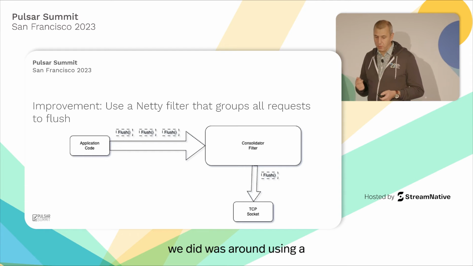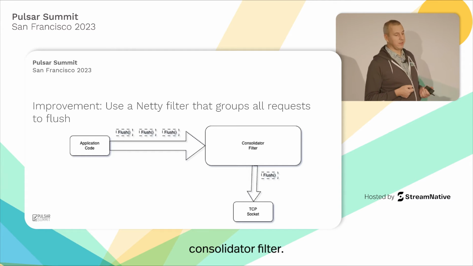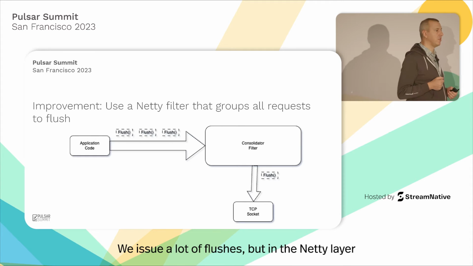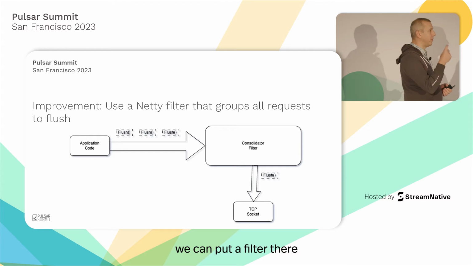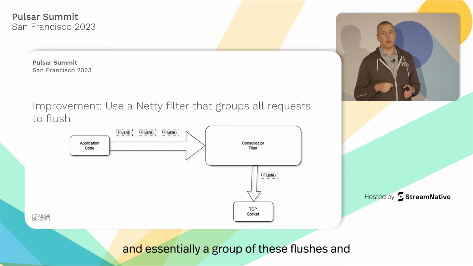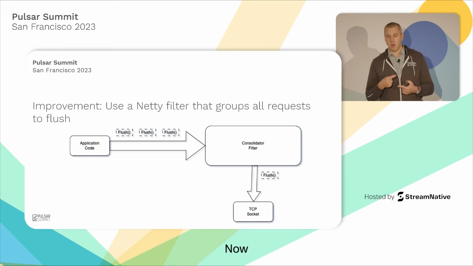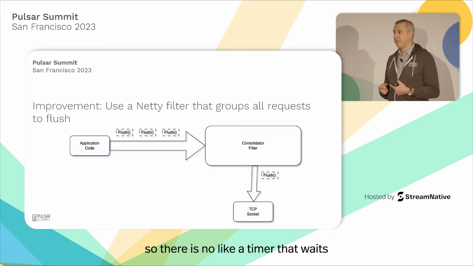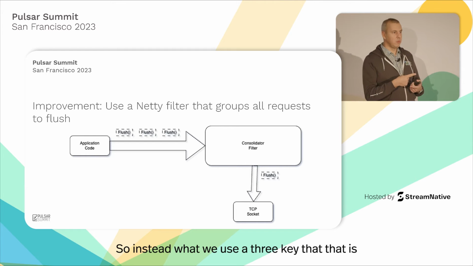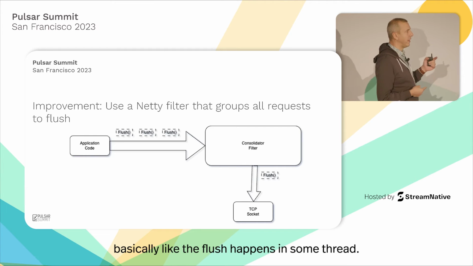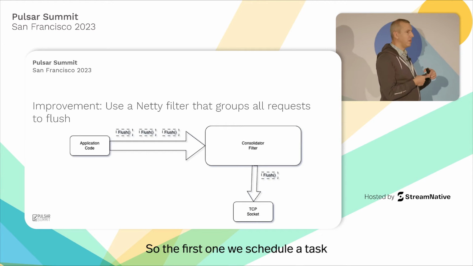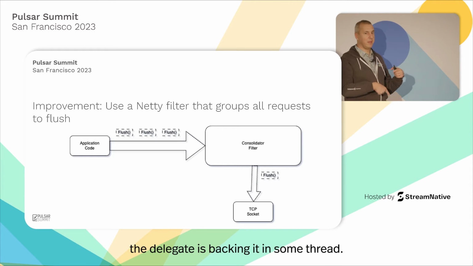So the first improvement we did was around using a consolidation filter. Essentially, yes, we use write and flush. We issue a lot of flushes. But in the Netty layer, we can put a filter there and essentially group all these flushes and optimize them out and only send out one. Now, we don't want to increase latency, so there is no timer that waits and then sends out. Instead, we use a trick where the flush happens in the same thread. The first one will schedule a task, and that gets executed back in the same thread.